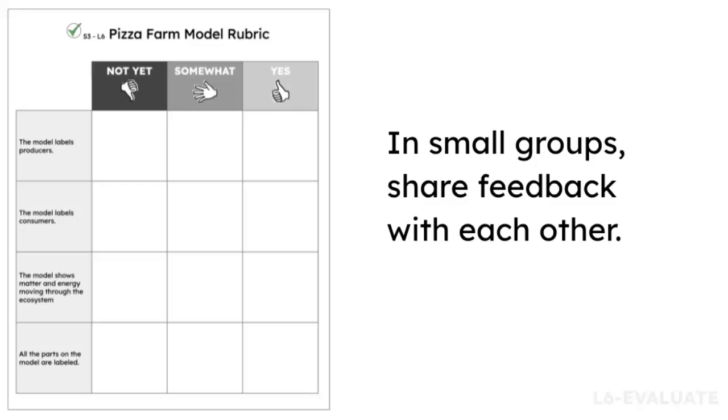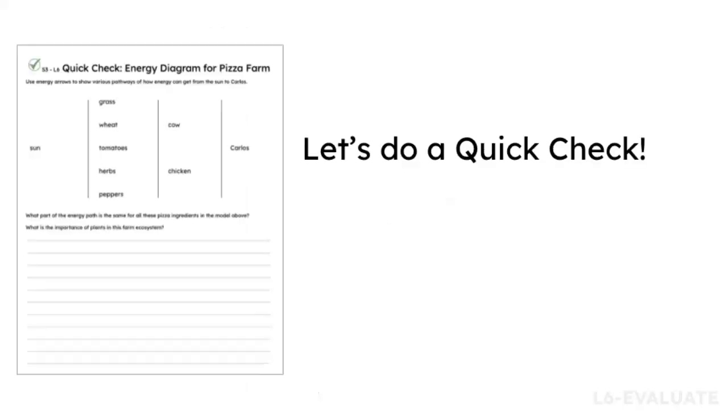For the Evaluate portion, you'll put students in small groups to share their pizza farm models. They can use the Pizza Farm Model rubric student journal page and the peer feedback table tent cards to provide feedback to each other. You'll then have students complete the Quick Check Energy Diagram for Pizza Farm student journal page.